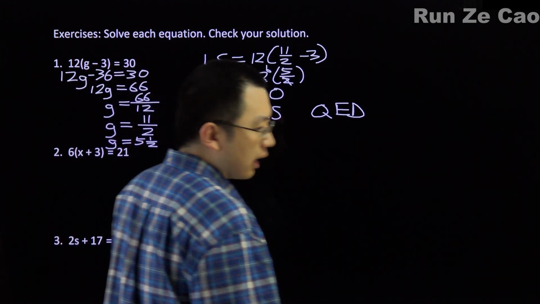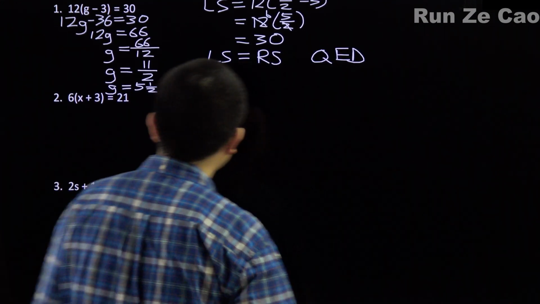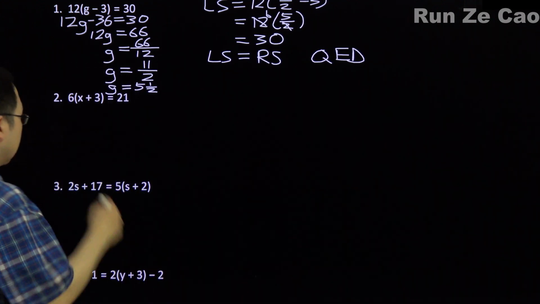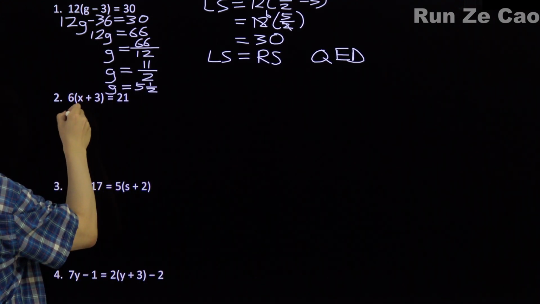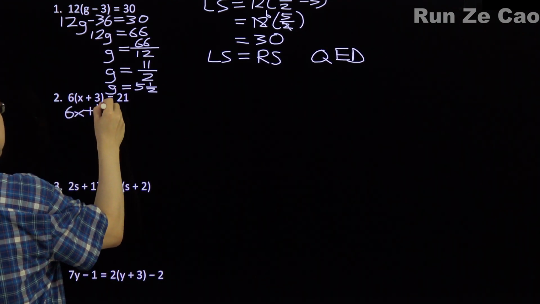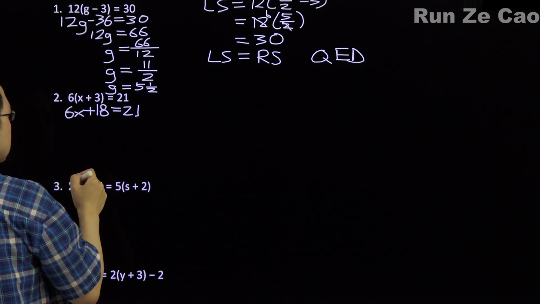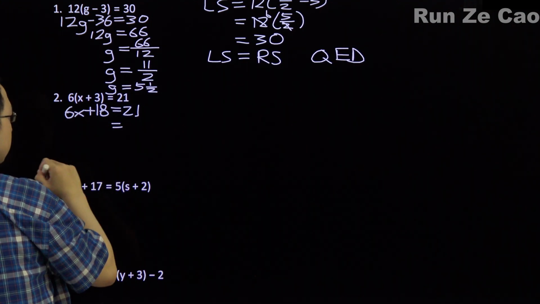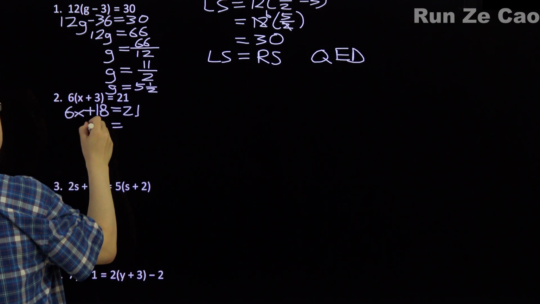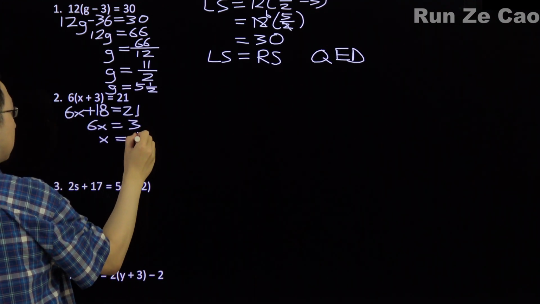Now 6x plus 3 is equal to 21. You got 6x plus 18 is equal to 21. So you're dealing with 6x is equal to 3. x is therefore equal to 1/2.